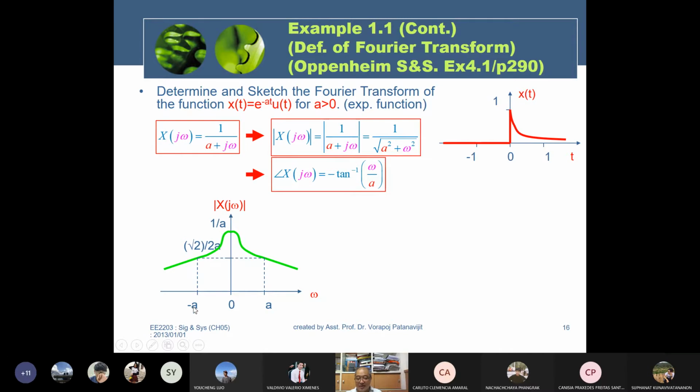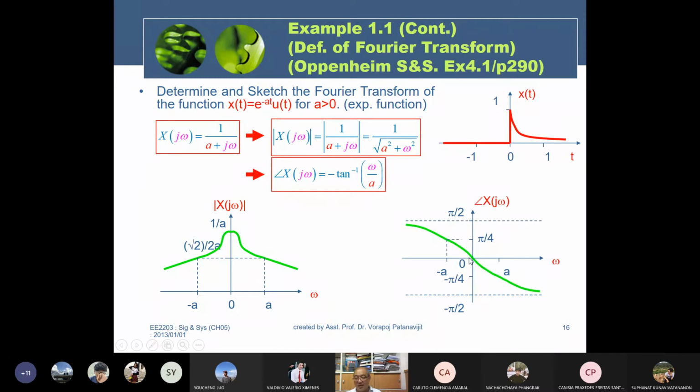When the frequency is lower than minus A or higher than A, it means the magnitudes of them will be dropped a lot. But if the frequency is between 0 and A, the amplitude of this filter will be close to 1 divided by A. And the phase angle will be minus arctan of omega over A. What about the magnitude and the phase angle of them? You can plot them about here.